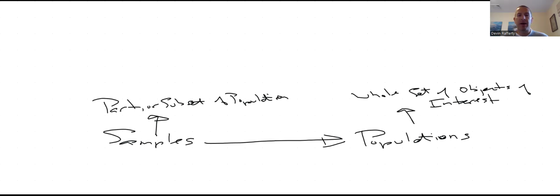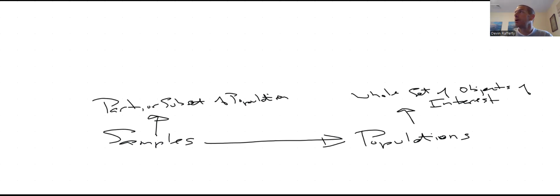Big thing here, the population. Usually we refer to populations as people. Could be people, but it could also be just cars on a bridge, right? It could be cholesterol, right? Okay, the population is the whole set of objects of interest. It's the whole set, right?